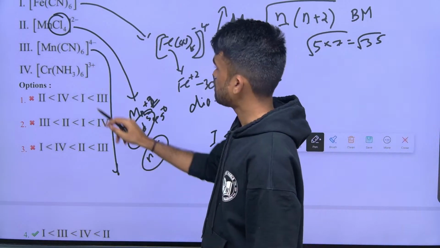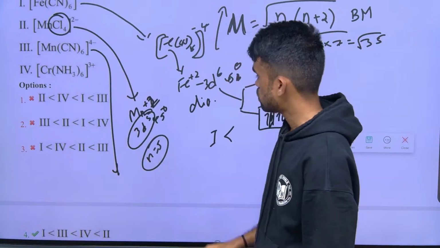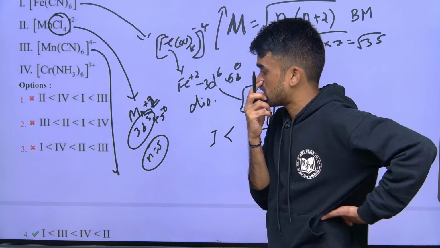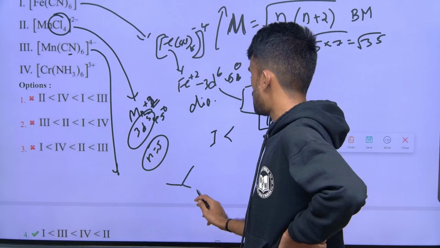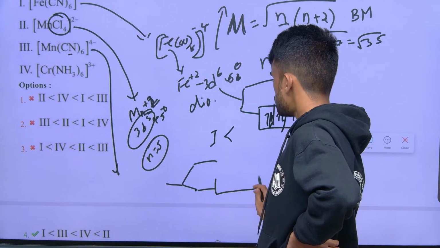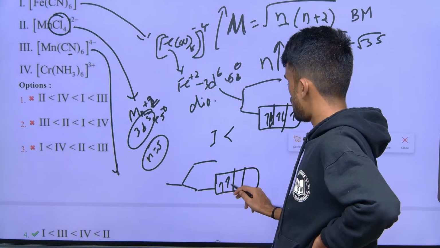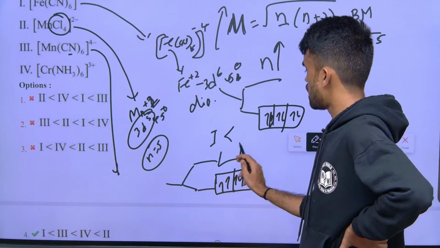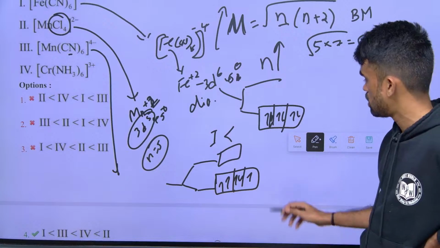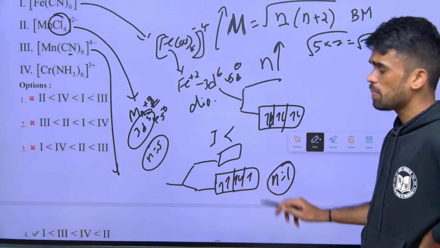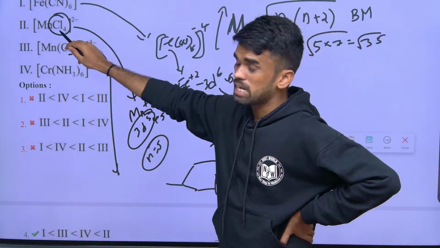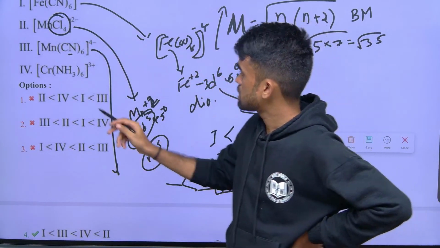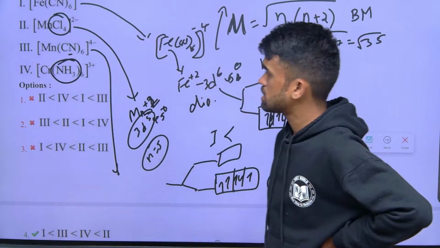For this Mn plus 2 again, here also it has d5 electronic configuration. Cyanide is a strong field ligand, therefore pairing of electrons takes place in the lower energy state, like this. This is the electronic configuration. How many unpaired electrons do we have here? One unpaired electron. So this is lesser than the previous one. Which is maximum? Option 2 is maximum.